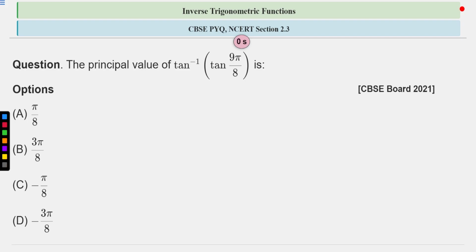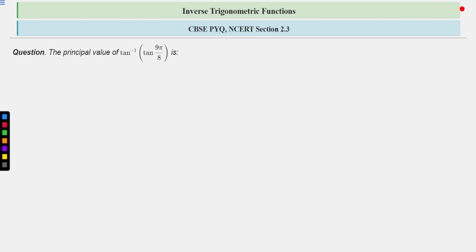Okay, let's move to the solution part. We basically have to find the principal value of tan inverse tan 9 pi by 8, right? And the correct answer will be option A, pi by 8, right? Let us move to the solution part. What can we do? See, we know that we can write tan inverse tan 9 pi by 8 as tan inverse tan pi plus pi by 8, right?